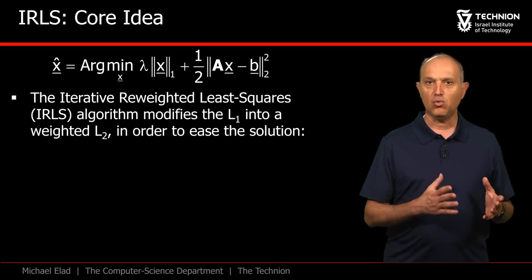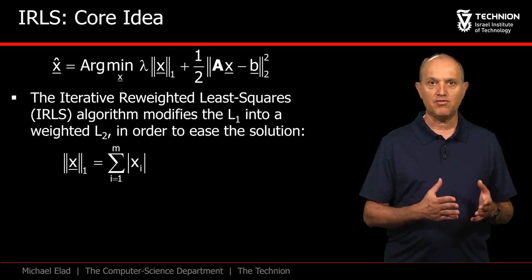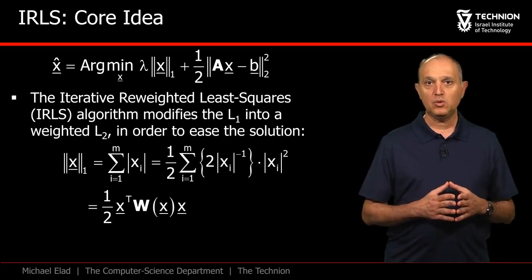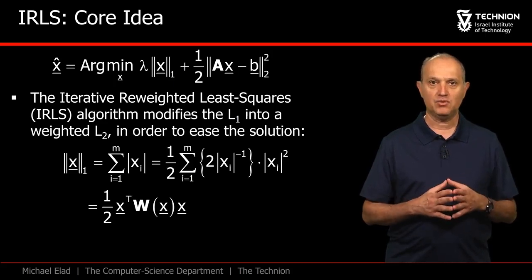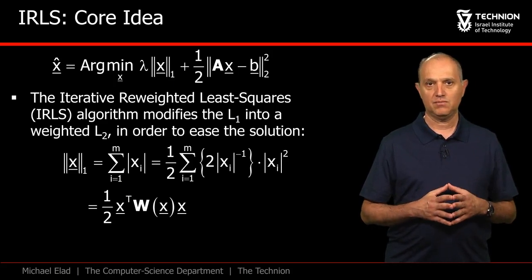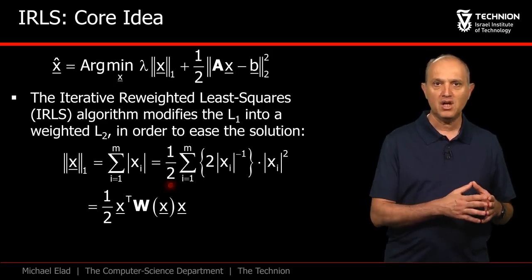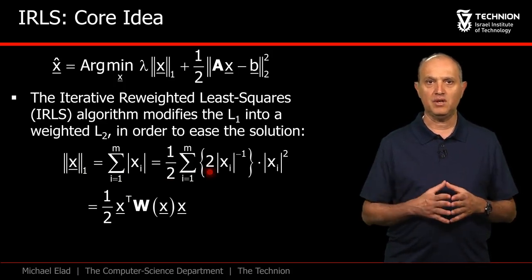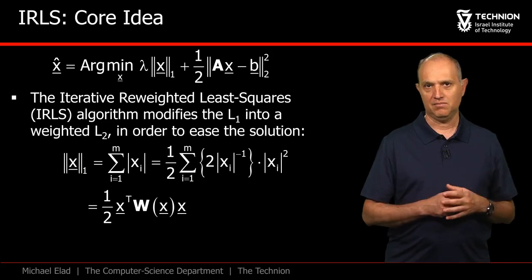By modifying the L1 into an L2 norm. The L1 norm of x is the sum of its absolute entries. This could be rewritten as a weighted sum of the squares of the vector entries, where the weights themselves are the reciprocals of the entries. Observe that we added a factor of half in front of the expression and a 2 inside each of the weights accordingly. The reason for this will be made clear in a minute.